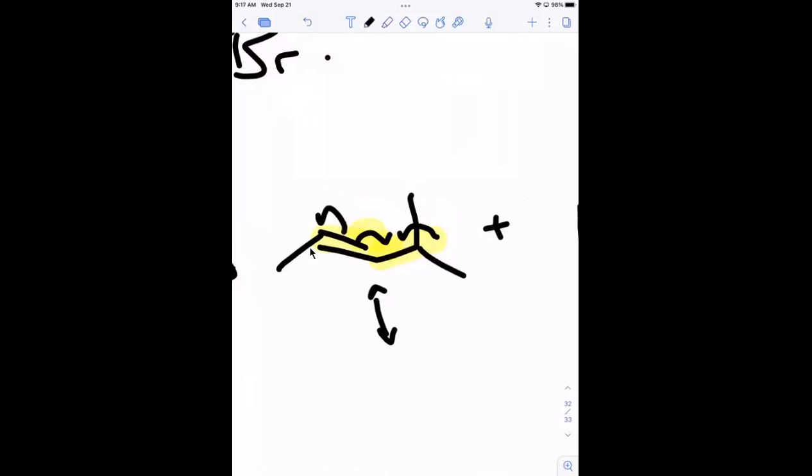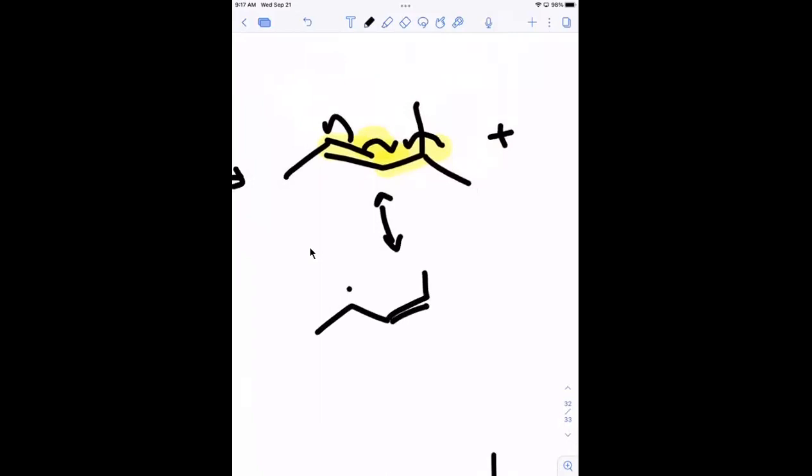The flow of electrons to do resonance on an allylic radical doesn't change, right? So you end up here with that radical.